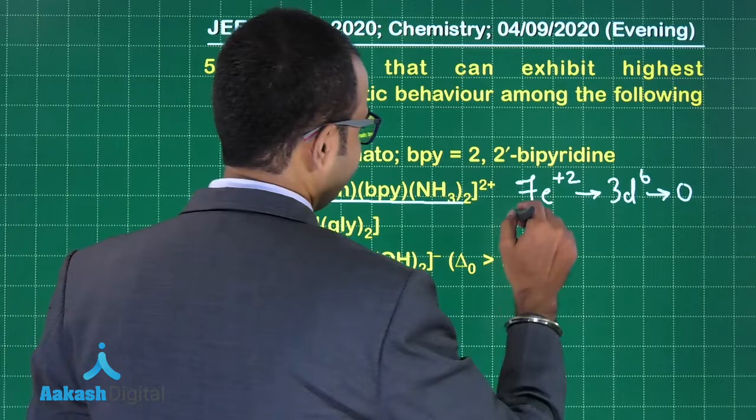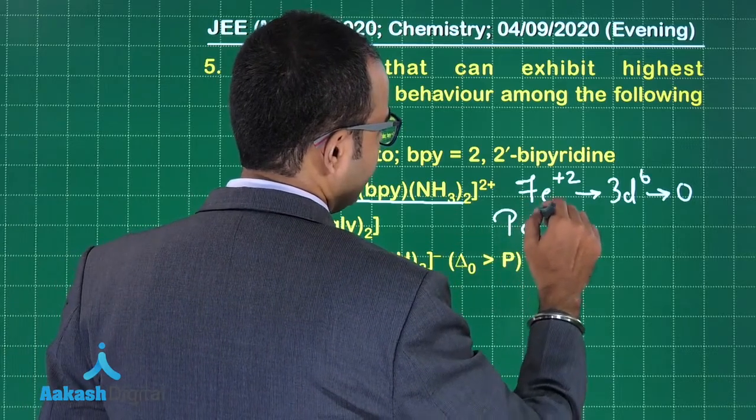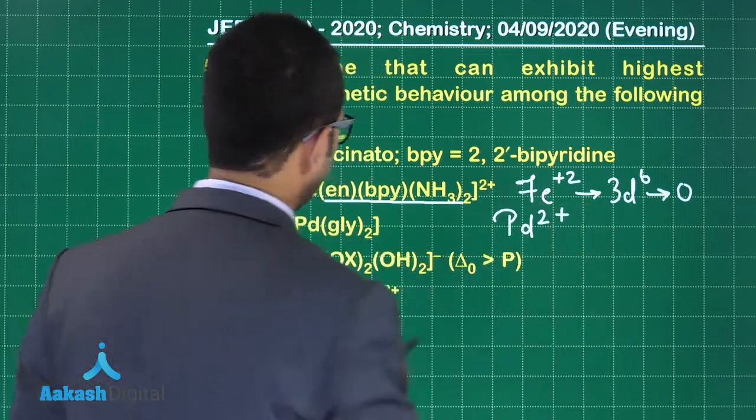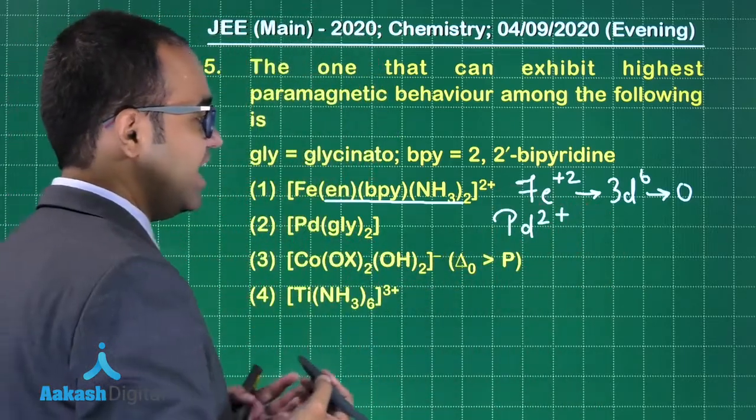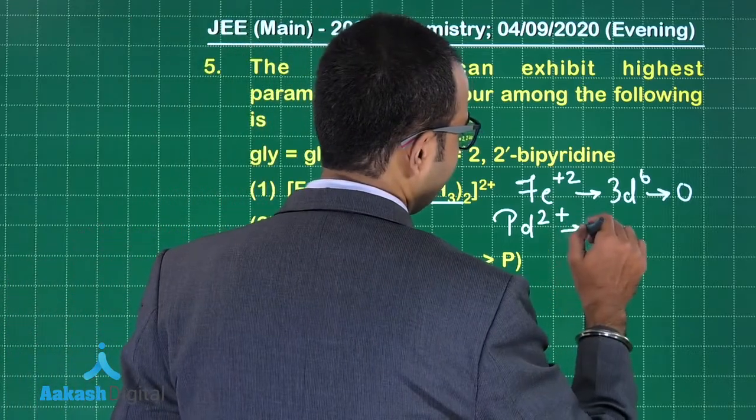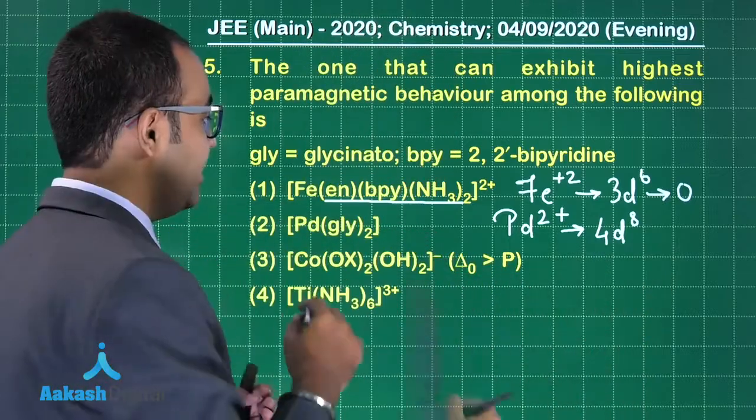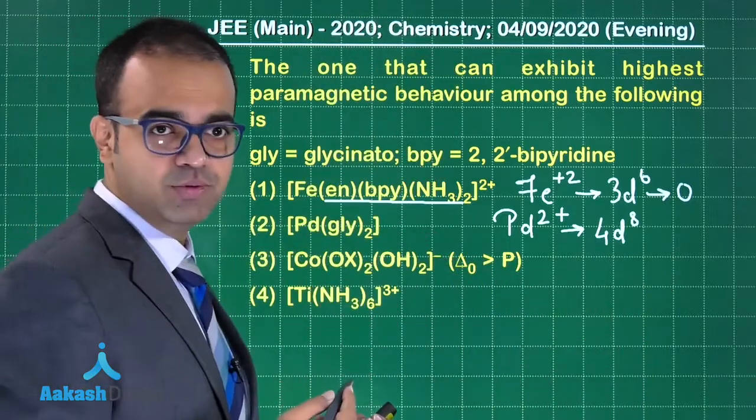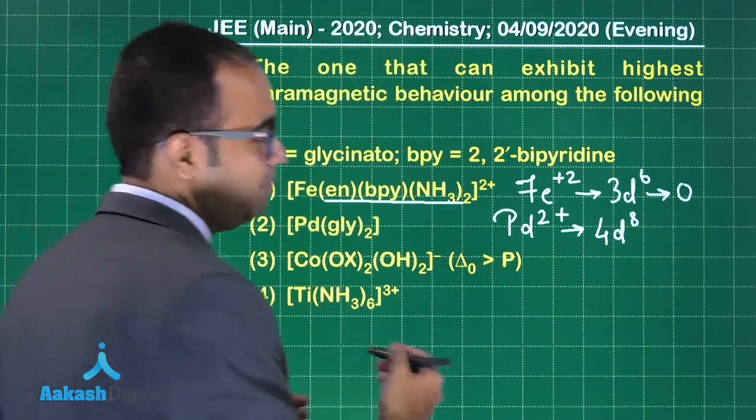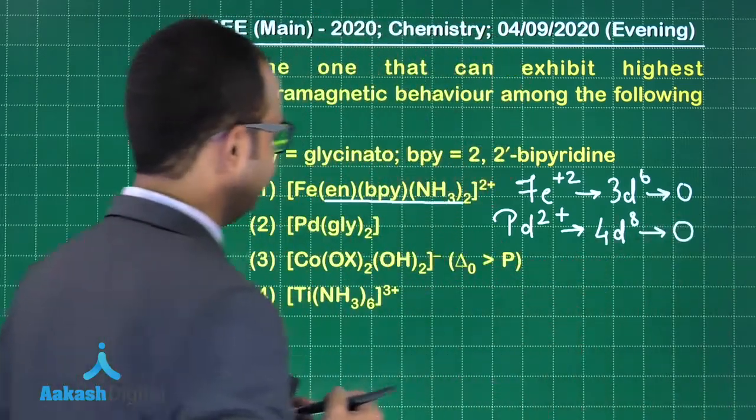In the second case, if I'm talking about Pd, Pd will have oxidation state of +2 because GLY has an oxidation state of -1. So here this will be 4d8 and the hybridization over here will be dsp2. So all the electrons are paired. Again I will have 0 unpaired electrons over here.